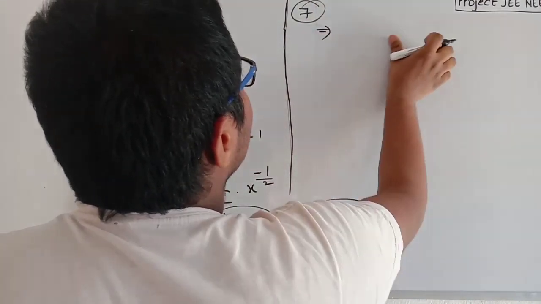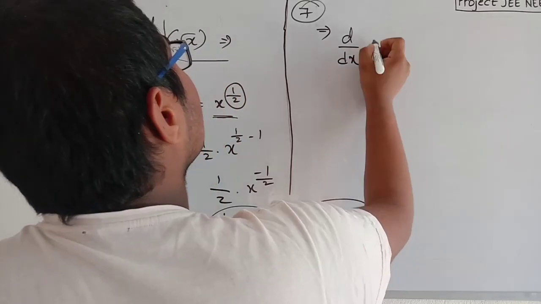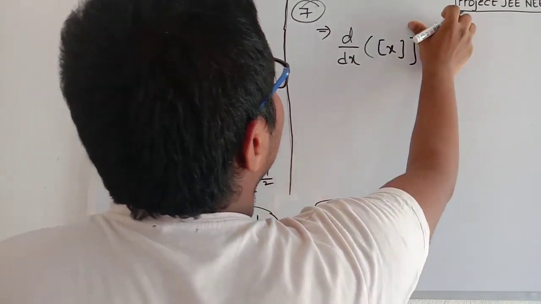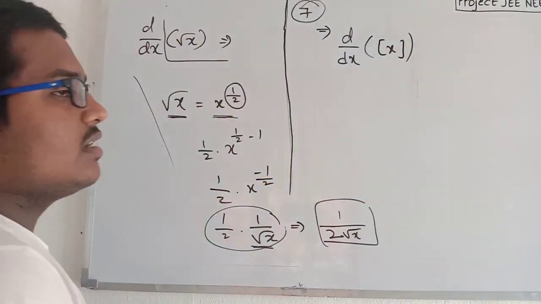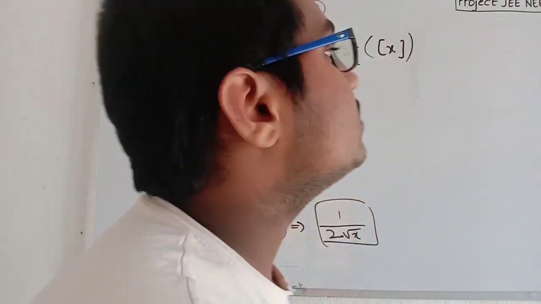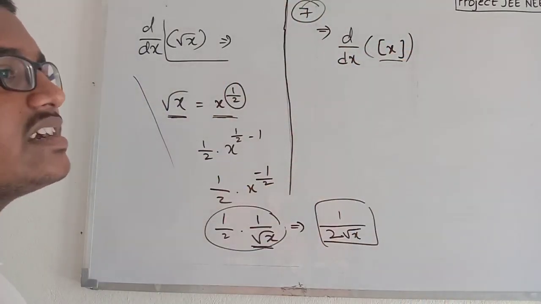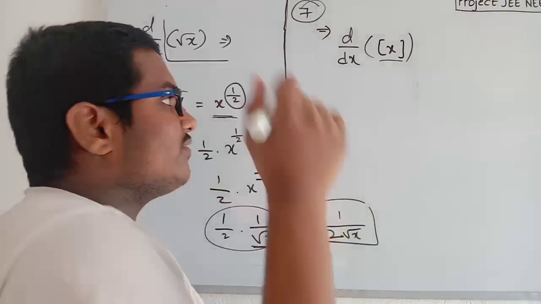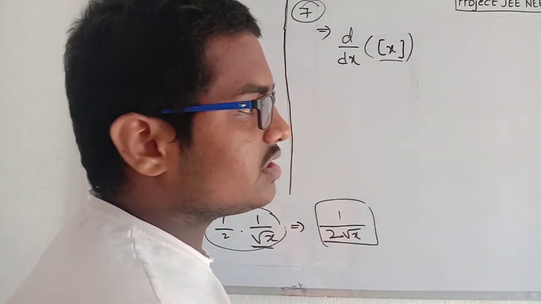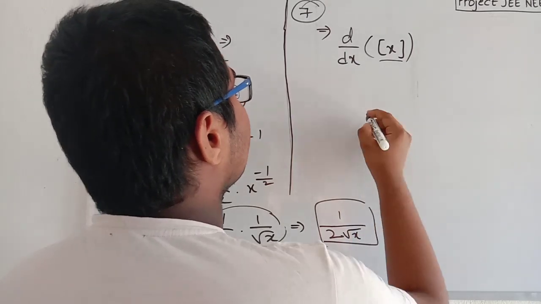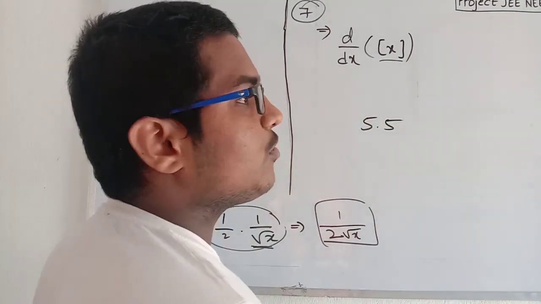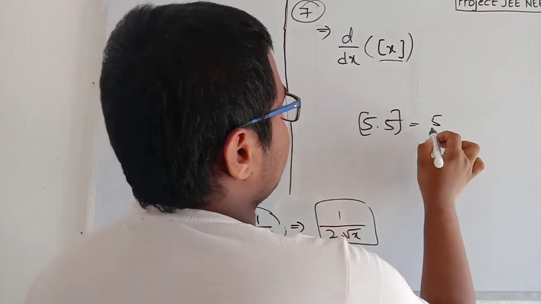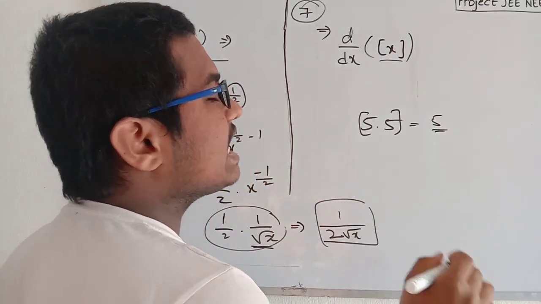Let's discuss d by dx of the greatest integer function of x. In the functions chapter, you might have heard about the greatest integer function. This is a type of function which you will learn in the functions chapter. Greatest integer function means, for example, let's look at 5.5. The greatest integer of 5.5 is 5 actually.